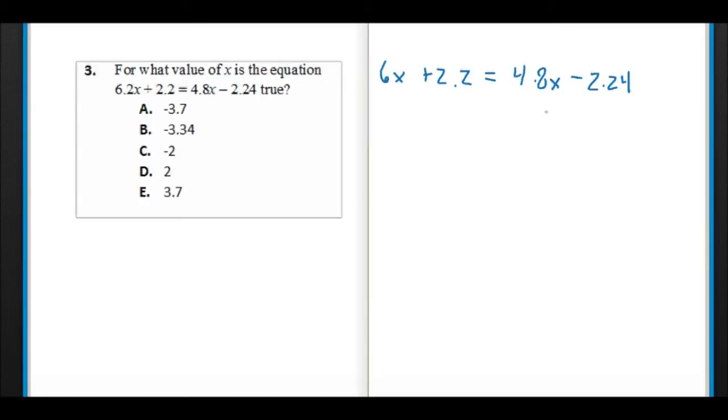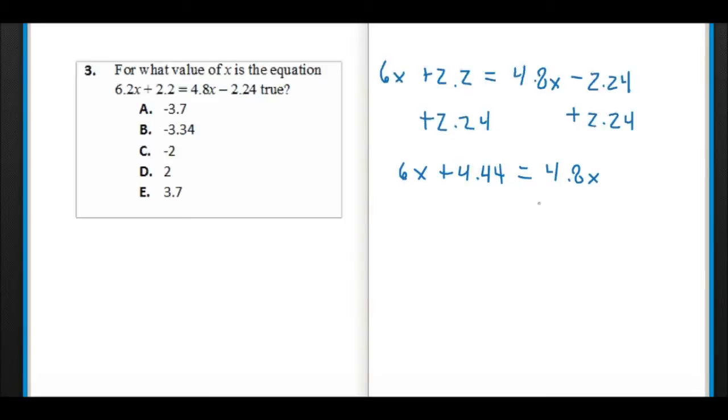All right, well, I think the easiest thing to do here is to add 2.24 to each side. So when we do that, I get 6.2x plus 4, not 2, but 4.44 equals 4.8x. So we're simplifying the equation here. One thing we could do would be to subtract 4.44 from this side, or we could subtract 4.8x from this side and add it over here.